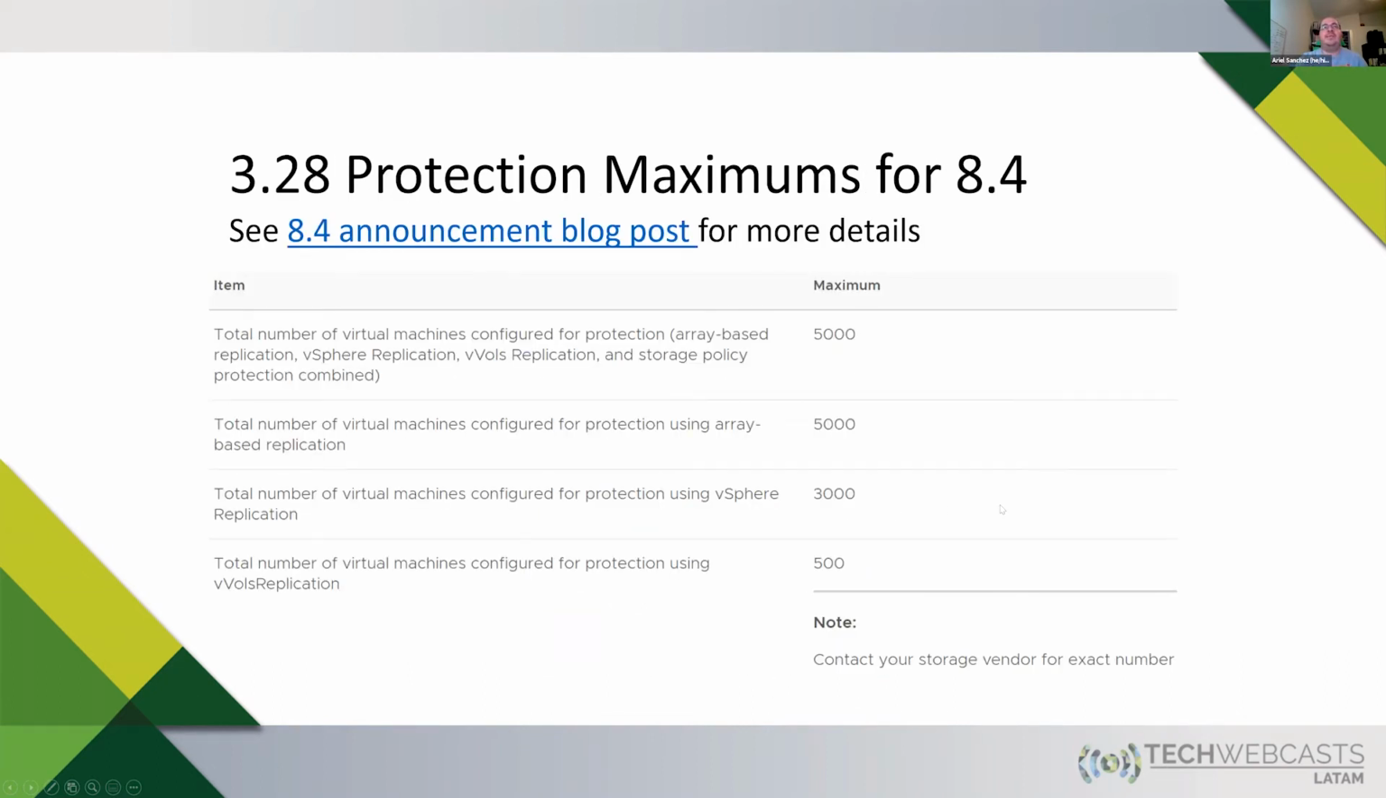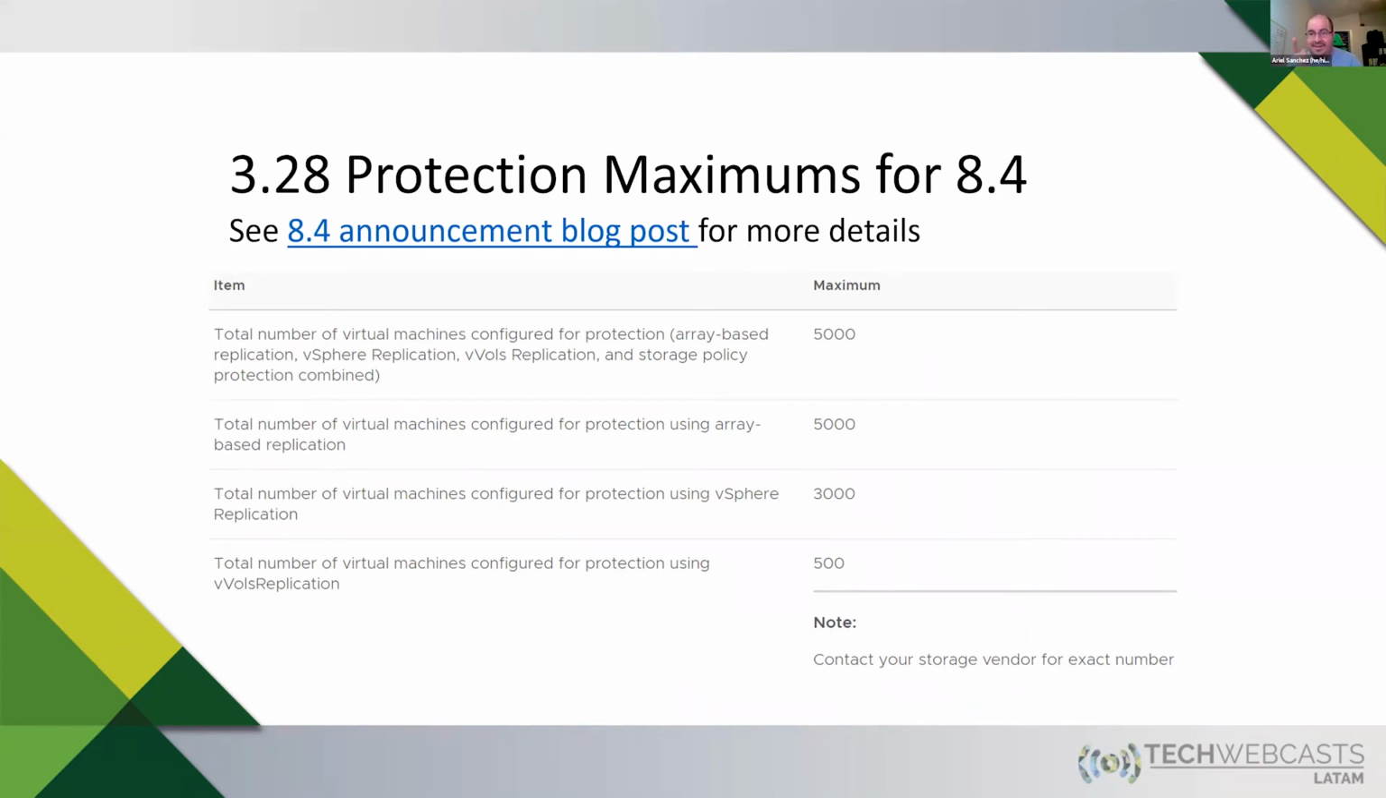Okay, so we're going to talk now about protection maximums, and this is probably one of the things that we're going to run into when we're designing SRM solutions. The total number of virtual machines configured for protection across all your replication possibilities is 5,000. That's across everything. We're going to go into some examples. If you're using array-based replication, you can actually reach that 5,000. But if you're using vSphere replication, you can only do 3,000.